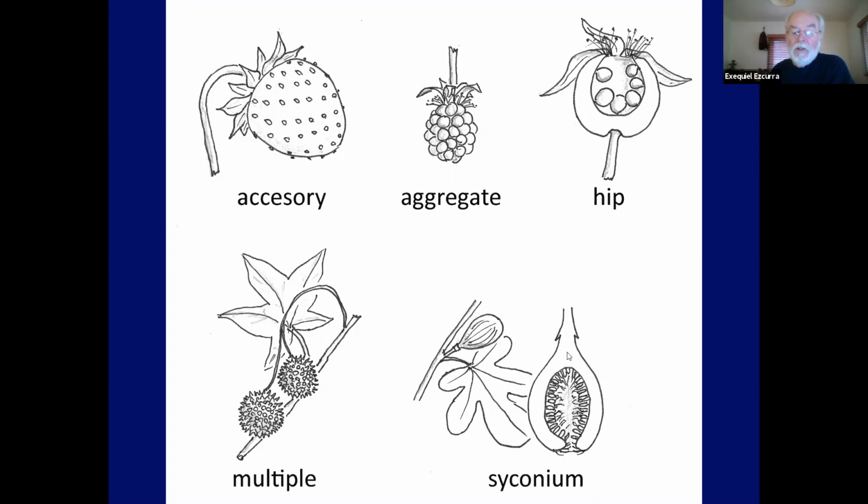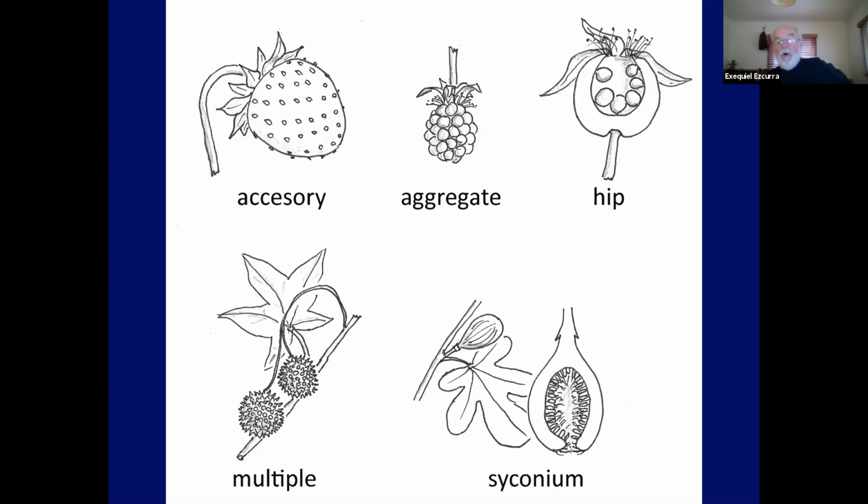The syconium is really a structure very similar to the hypanthium in the Rosaceae, a closed structure that develops from an enlargement of the stem, and it has a series of flowers inside. So the syconium, before it becomes a fruit, is an inflorescence. It's a closed inflorescence that forms a sort of case with flowers inside.